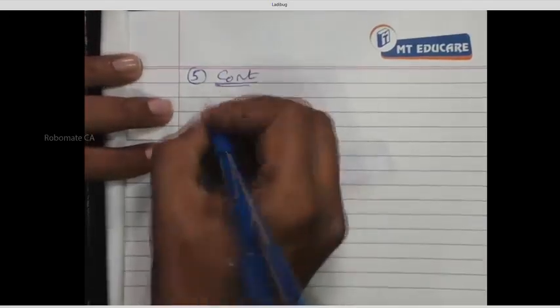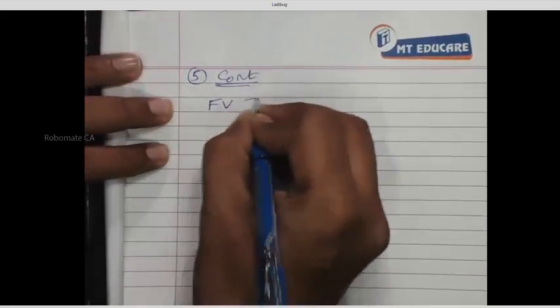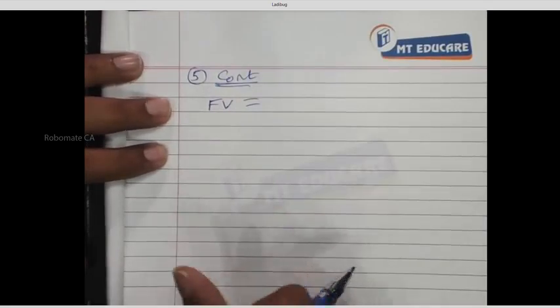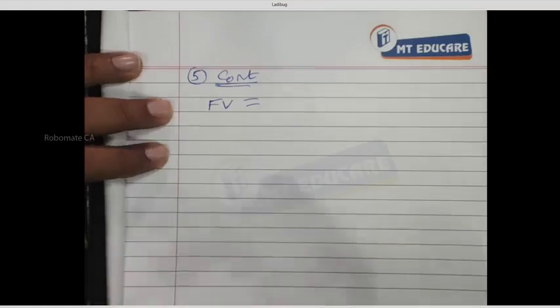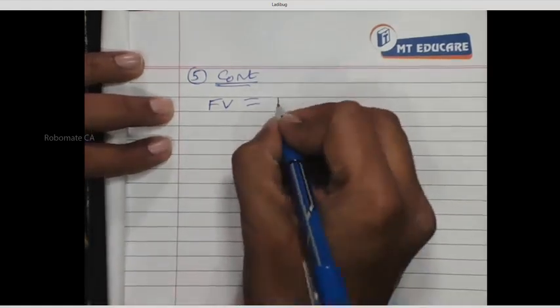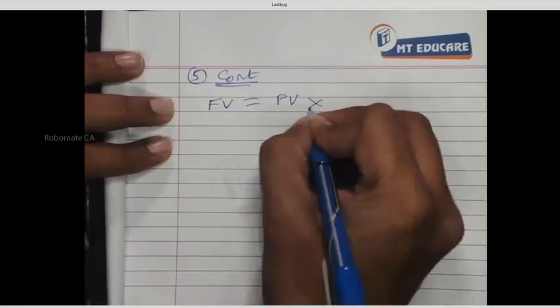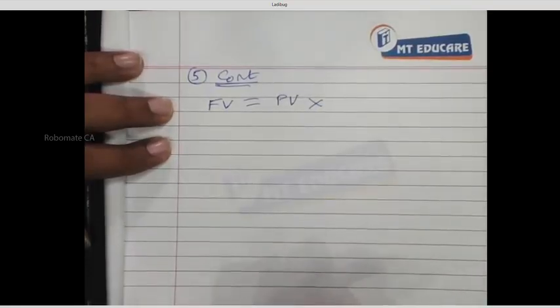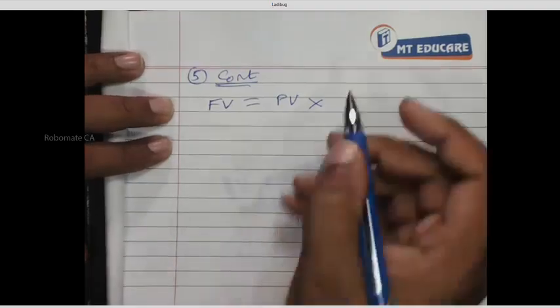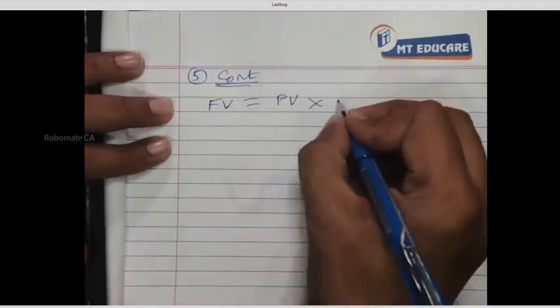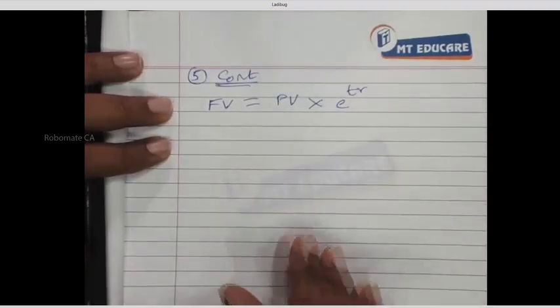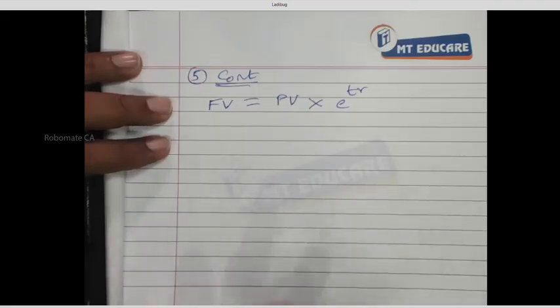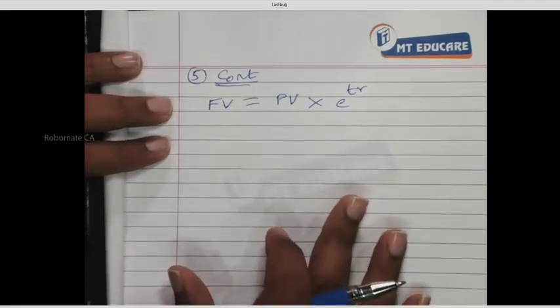Now see. Earlier we said future value is equal to present value into (1 plus r) power n. Now that formula changes. Earlier we called (1 plus r) power n the compounding factor. Now, instead of (1 plus r) power n, you write future value is equal to present value into e power tr. Future value is equal to present value into e power tr is the formula for doing the continuous compounding.